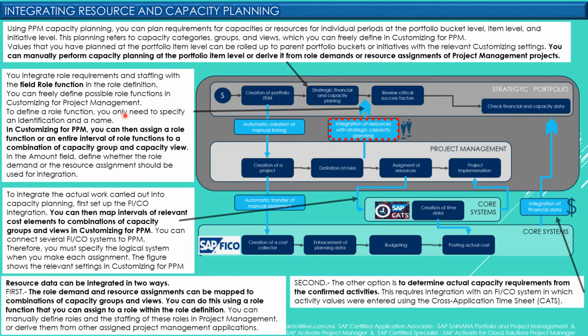So, as you can see, it looks simple to make the integration. The only thing that we need to do is to assign a role function to the role type and then make the link between capacity groups and views, or we can make the link using the integration with the FICO system in which activity values were entered using the CATS.